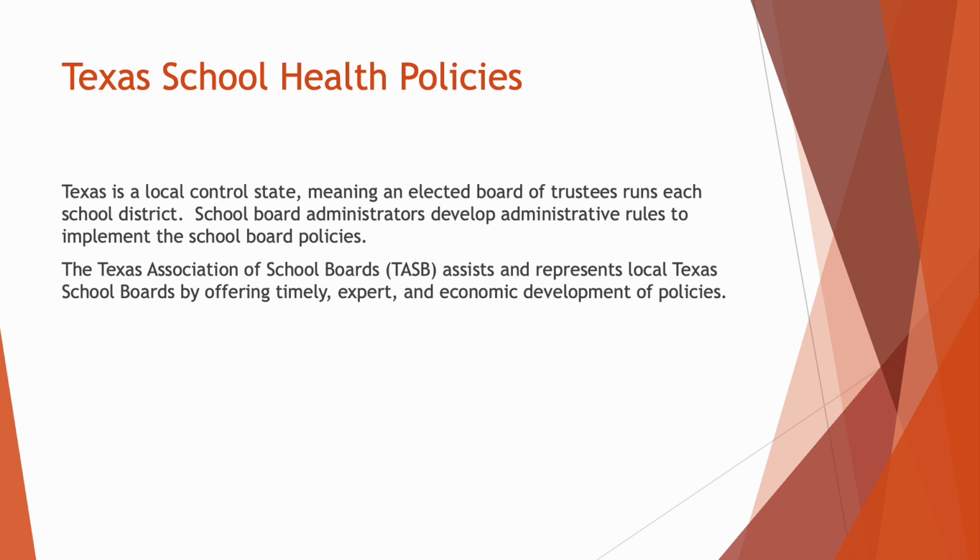Texas is a local control state, meaning an elected board of trustees runs each school district. School board administrators develop administrative rules to implement the school board policies. The Texas Association of School Boards assists and represents local Texas school boards by offering timely, expert, and economical development of policies.